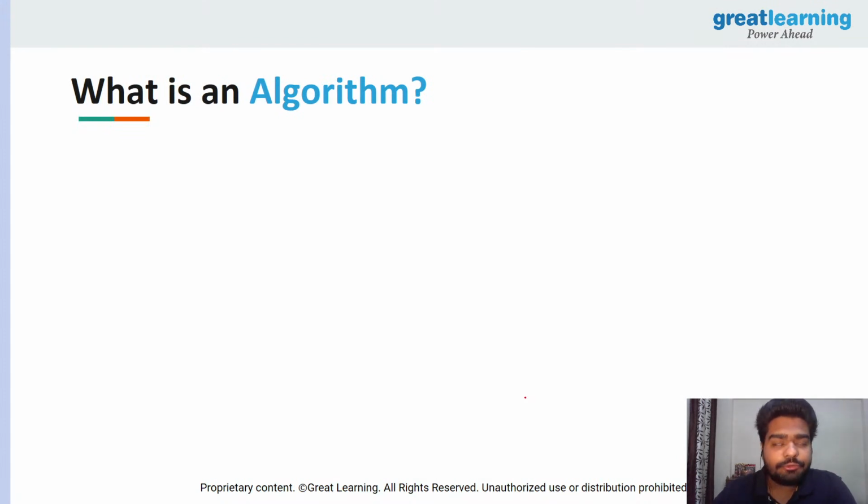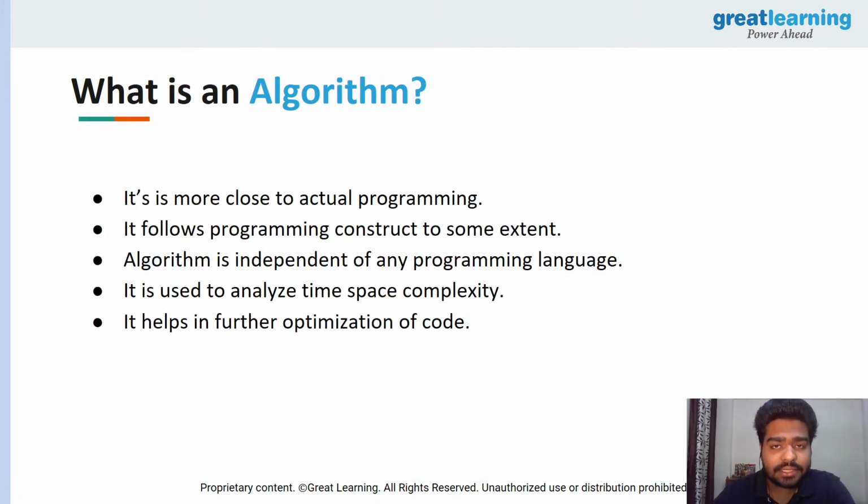Now, if you look, I have given some pointers here. Let's read one by one what exactly an algorithm is, right? Okay, now it is closer to actual programming. So it is not actual programming, but it is closer to it. Now let's take an example.